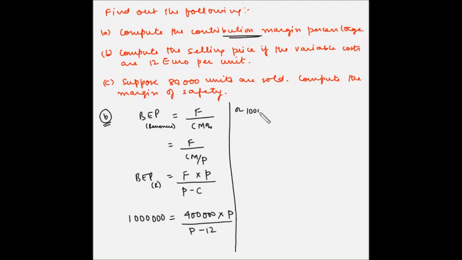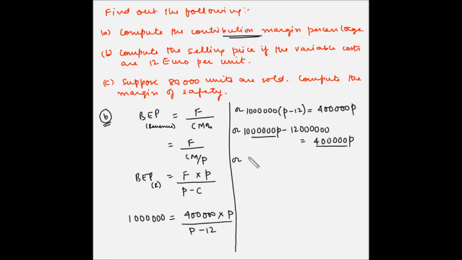So 1 million multiplied by P minus 12 is equal to 400,000 P. Or let's open this bracket now. So 1 million P minus 12 million is equal to 400,000 P.